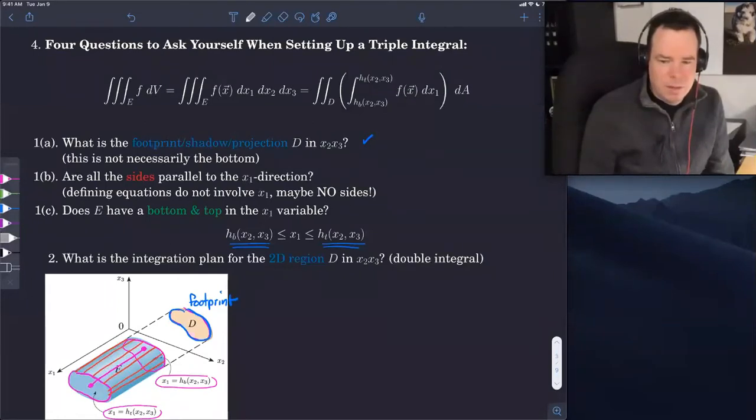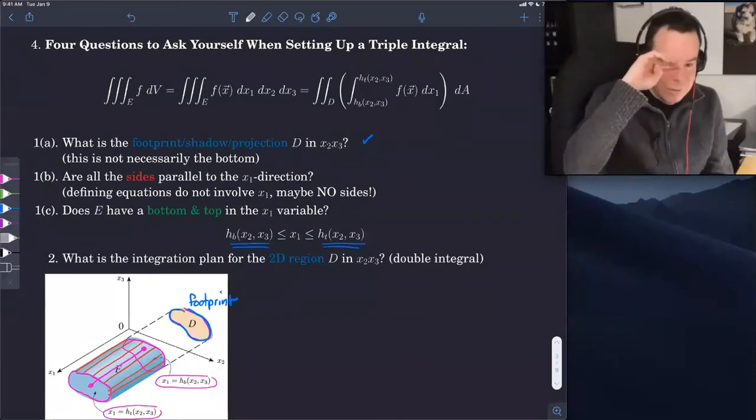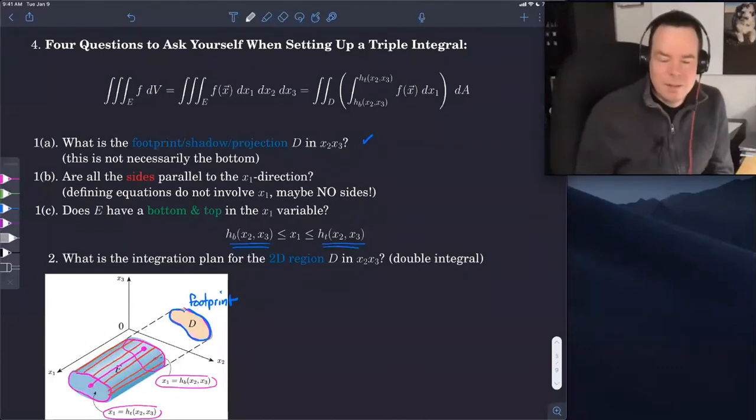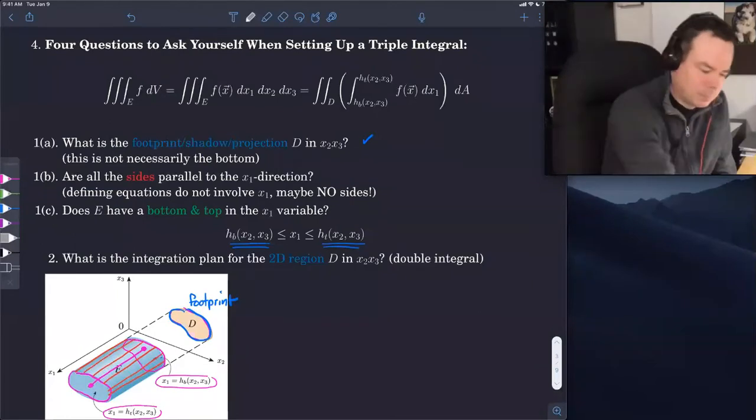And so that means that our first variable of integration, or the innermost variable of integration, in other words, the variable we will integrate with respect to first, is going to be perpendicular to that footprint. So it's going to be along the x1 direction. And then once we've set that up, the remaining two integrals are going to be to integrate over that region D, that planar region D.